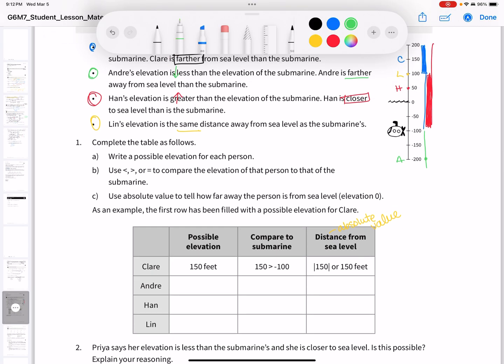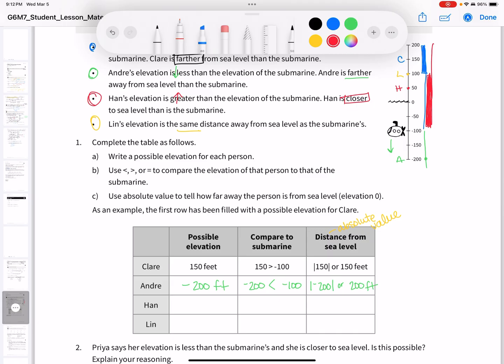Andre is, we put him at negative 200 feet. So we need to compare negative 200 to negative 100. Is negative 200 less than negative 100, greater than, or equal to? Well, negative 200 is below negative 100, so negative 200 is less than negative 100. But the absolute value of negative 200, so the distance from 0 to negative 200, is 200 feet, because you're still traveling that 200 feet distance.